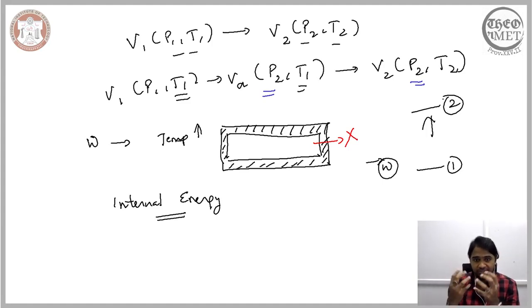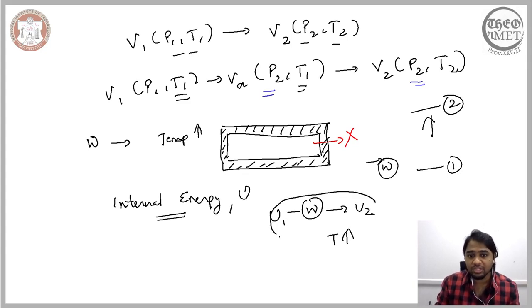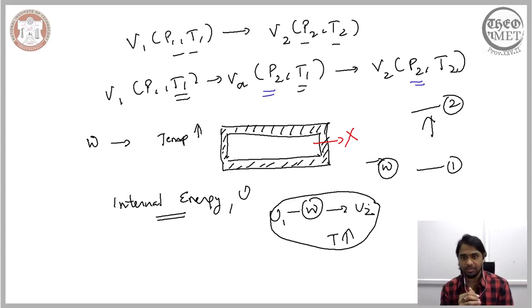The notation used to describe the internal energy is U. So initially the internal energy was U1, and now the work is being introduced and the internal energy changes to U2. Because of this change, there is an increase in temperature. So this is a thermodynamically consistent way, without involving the microscopic state, of describing the change in the system that is introduced by the work.